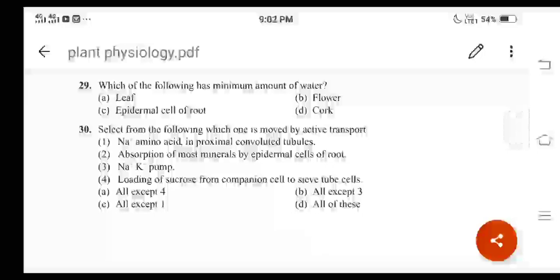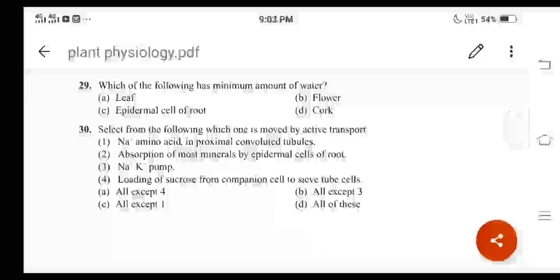Regarding the cork, you have studied this terminology in the plant anatomy part, right? What is cork? You can go through the chapter, anatomy of flowering plants, to understand the terminology. Here leaf, flower, epidermal cell of root, normally they will contain more water, but minimum amount of water will be present in the almost dry part called the cork region, right? Option D is the right answer.